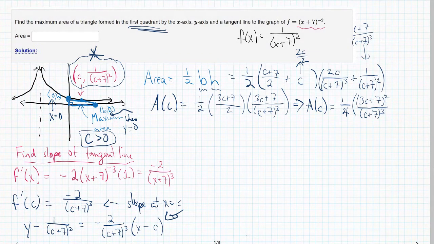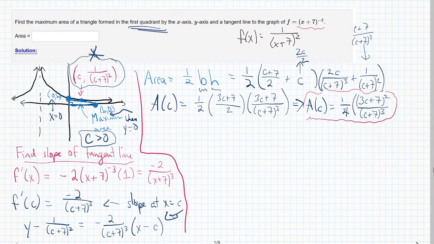So let's take a look. In order to maximize something, we need to find A prime of c. And so the equation we're going to work with is this A of c. And so that means A prime of c equals 1/4. We need to use the quotient rule, so we'll square the bottom. So that makes (c plus 7). When you square a cube, that makes it to the 6th power. So we'll leave that (c plus 7) cubed up top normally.